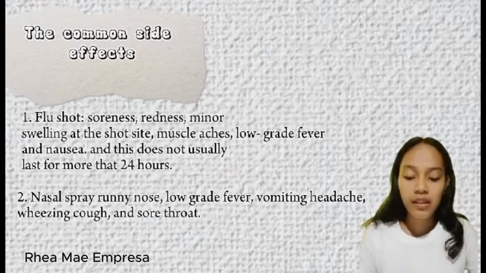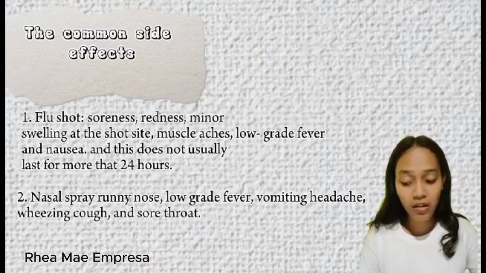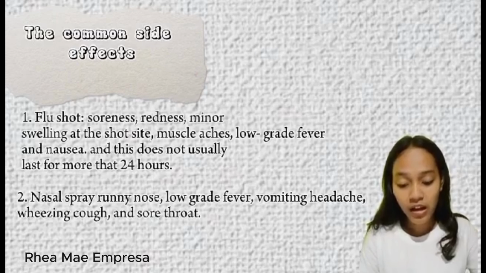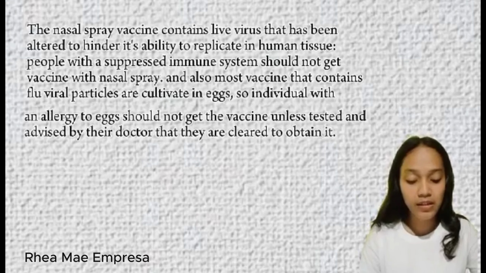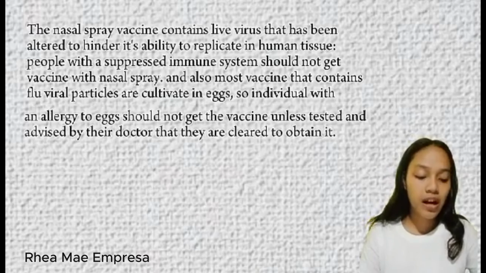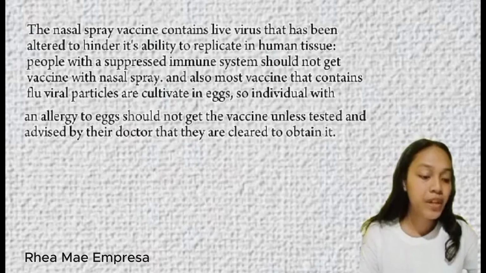And the second is the nasal spray: runny nose, low-grade fever, vomiting, headache, wheezing, cough, and sore throat. The nasal spray vaccine contains live virus that has been altered to hinder its ability to replicate in human tissue. People with a suppressed immune system should not get the vaccine with nasal spray.